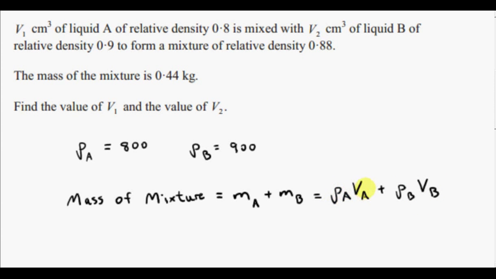So we are assuming that we are dealing with liquids that have uniform or constant density. Okay. The density of A is 800, and the volume of A, well, actually the volume of A is written V1 here. VA is V1 and VB is V2. Okay, I'll just use letters A and B, it's just a bit easier to read, I think. The density of B is 900. So this is the total mass of the mixture, and we are told that that is 0.44 kilograms.